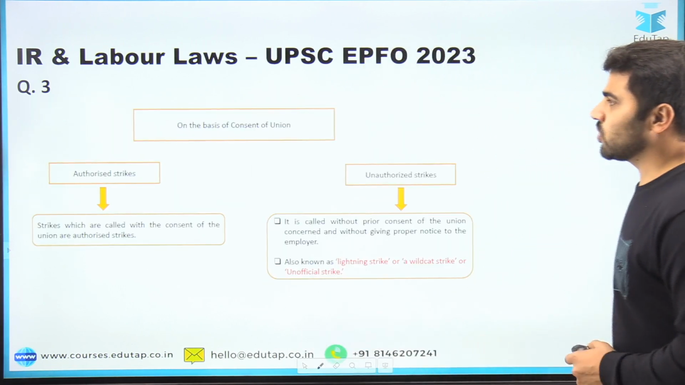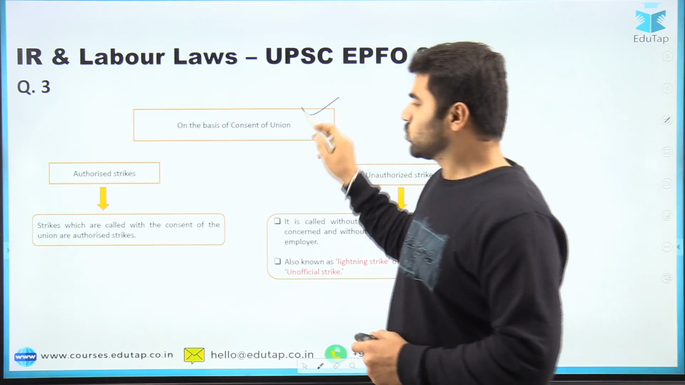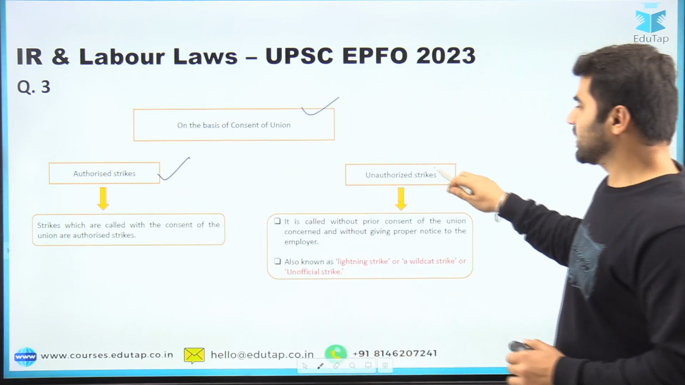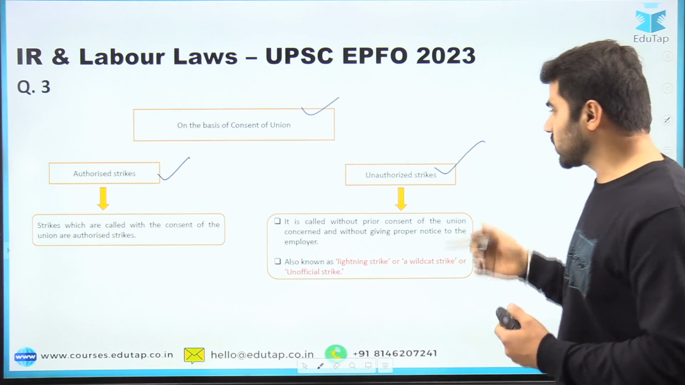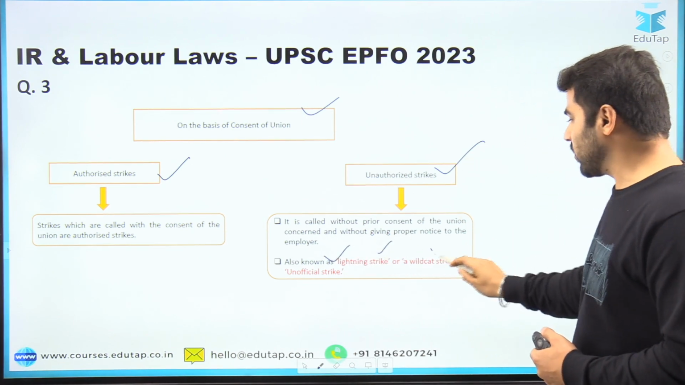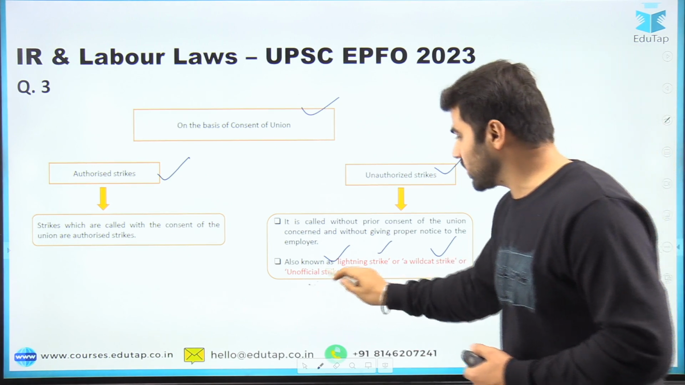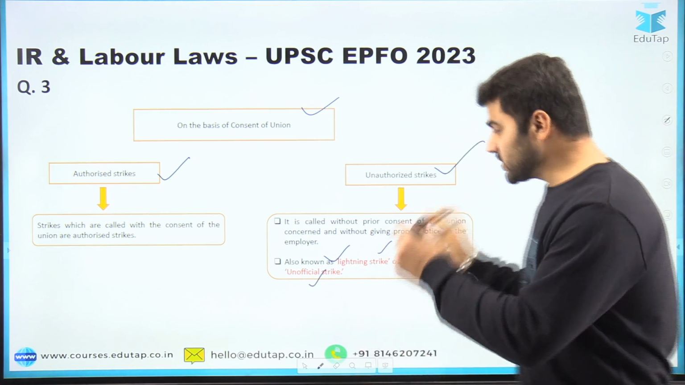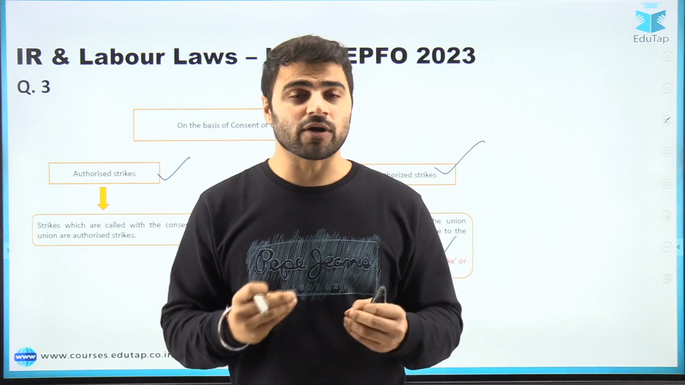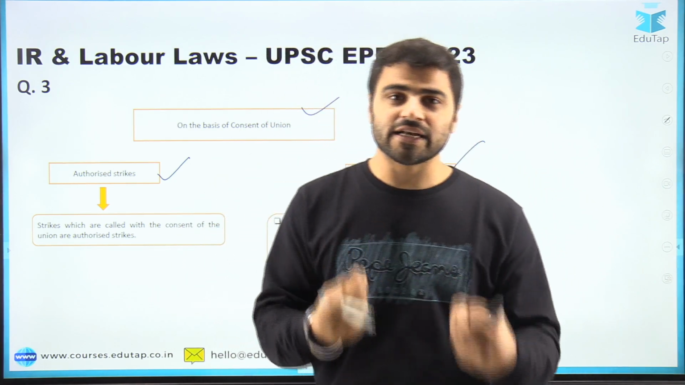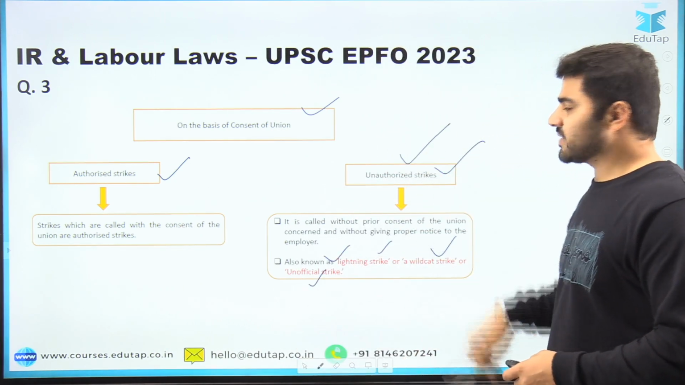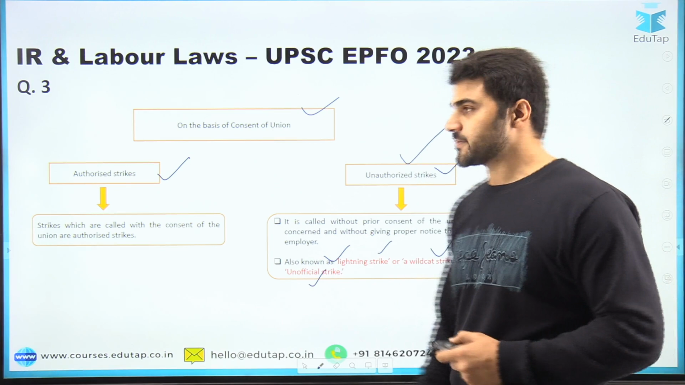So here, on the basis of consent of union, two categories have been divided. First is authorized strikes and second is unauthorized strikes. If I talk about unauthorized strike, it is also known as lightning strike, a wildcat strike, or an unofficial strike. So these terms which are mentioned for any important concept become very important because they can be asked directly or indirectly in the examination, right? So this is the right answer, that is unauthorized strikes.